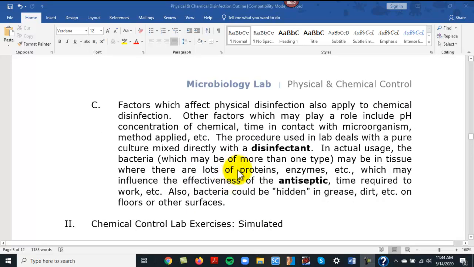Okay, factors that affect physical can also affect the chemical. pH, time in contact with the microorganisms, what type of method. A disinfectant, which again is used on inanimate objects. If you're talking about tissues, you're talking about an antiseptic being used. But skin has got oil on it, it's got folds, it has dirt involved, so treating skin can be tricky as well.